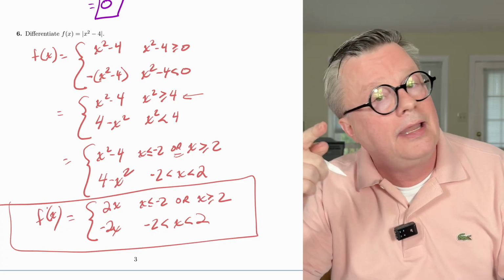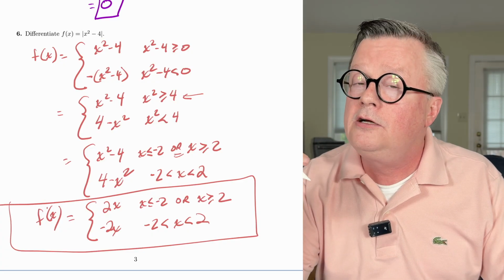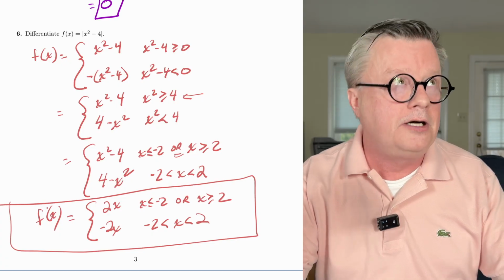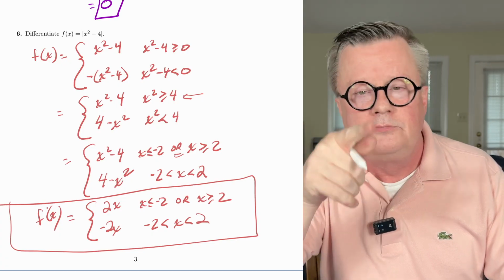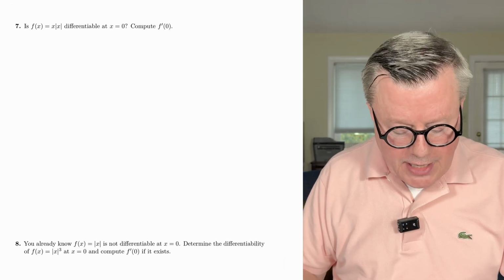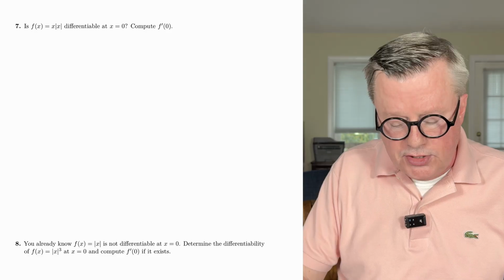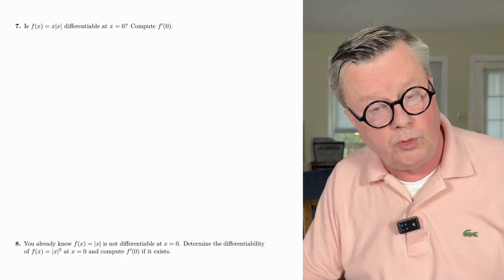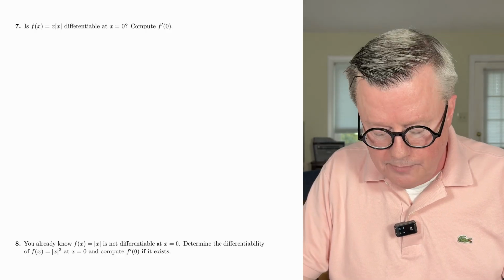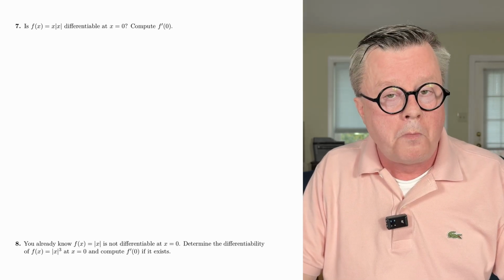And guess what? Later on, problem number 9, I'm going to develop a formula for taking the derivative of something in absolute values. You'll see. It's fun. Okay, problem number 7. I'm asking you a question about differentiability. Is this function, x times absolute value of x, differentiable at x equals 0?